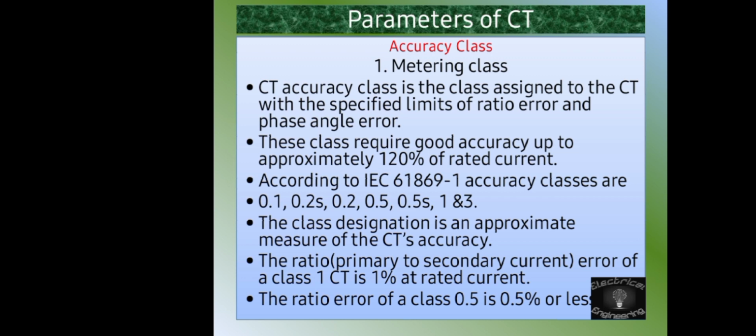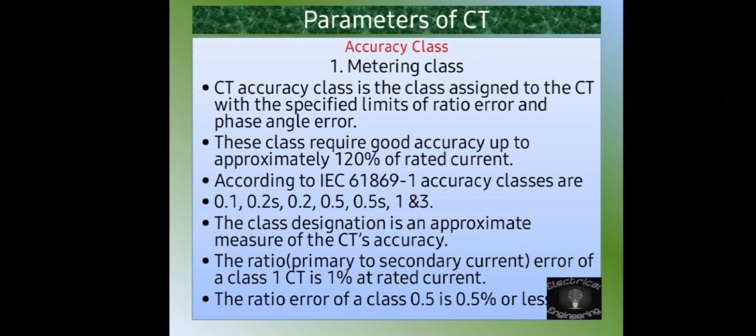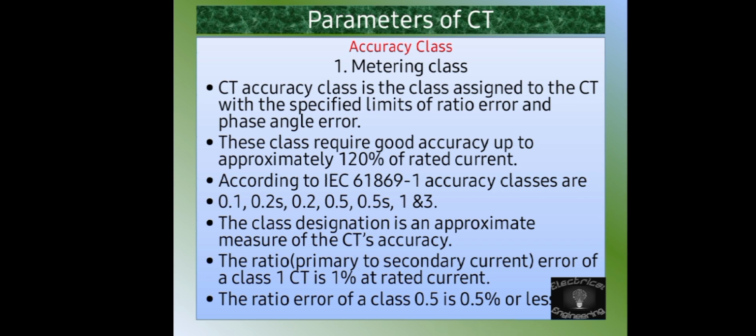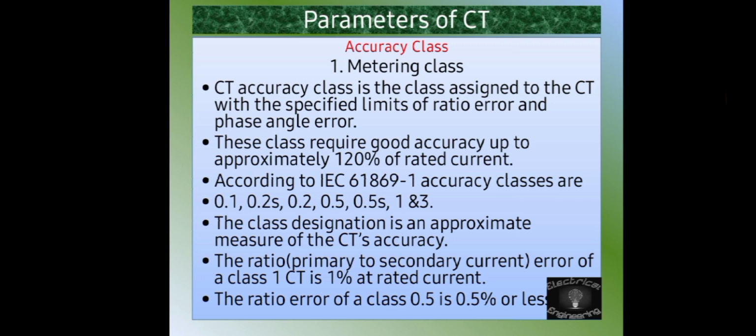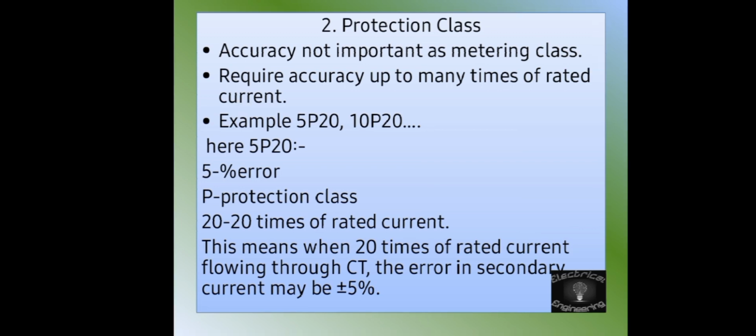According to IEC there are different values. For example, for class 1, the ratio error of the primary to secondary of a class 1 CT is 1% of the rated current of the CT. Protection class: in the protection class, accuracy is not as mandatory as in the metering class, but it requires accuracy up to many times the rated current.